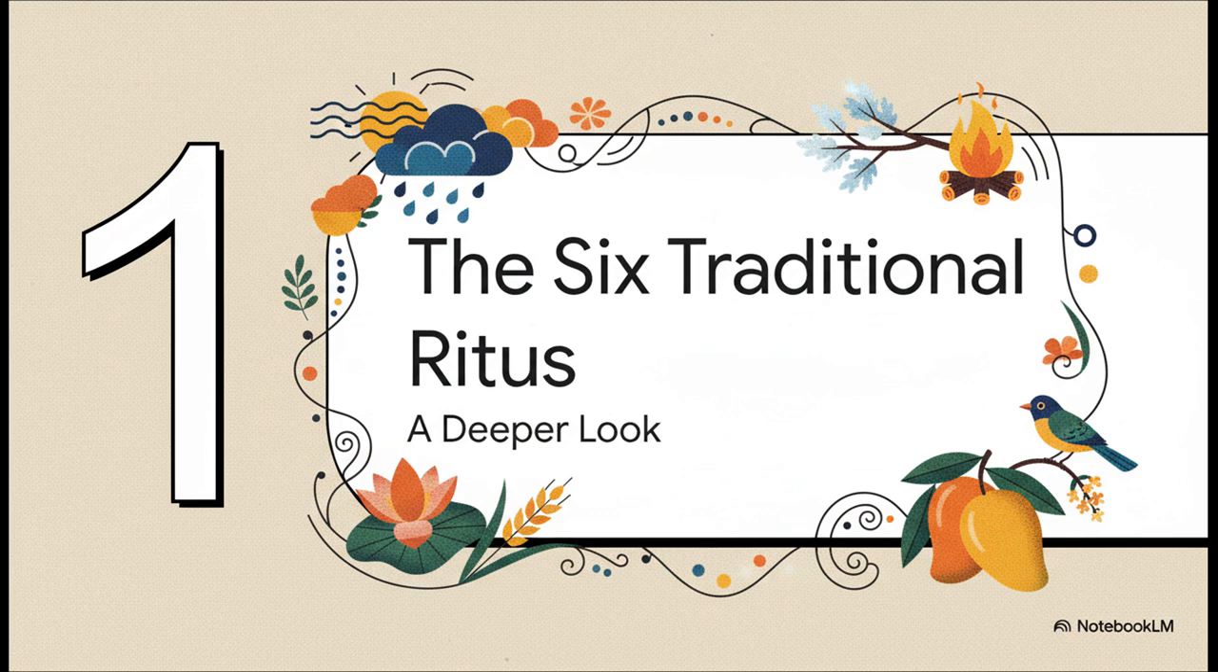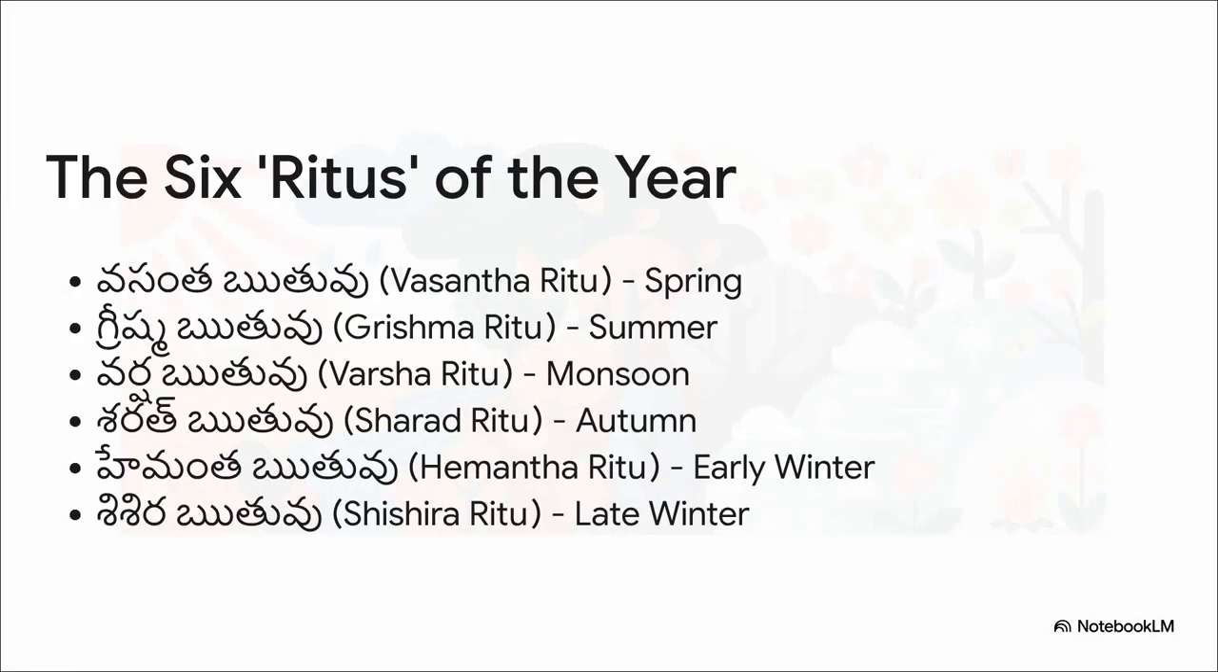So what exactly are these 6 seasons? What do they represent? Let's get familiar with the names and what they really mean. So here they are: Vasanta, Grishma, Varsha, Sharad, Hemantha, and Shishira. Each of these marks a specific 2-month period based on the lunar calendar, and each one captures a totally unique phase of the natural year with some amazing precision.